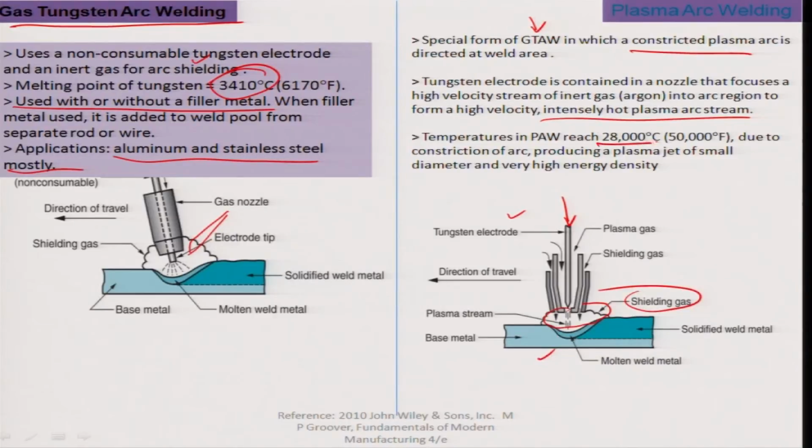Temperatures as high as about 28,000 degrees Celsius can be reached in this kind of plasma arc welding process, and you can produce a plasma jet of very small diameter, so that the power density rises, and a very high surface energy density can be obtained using this kind of arc welding process.